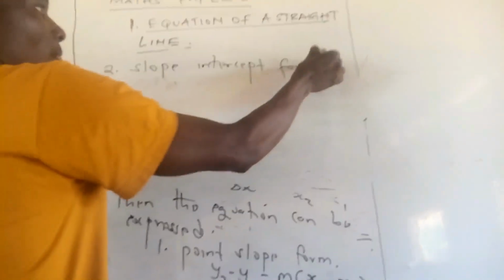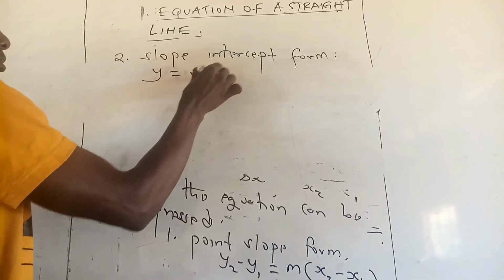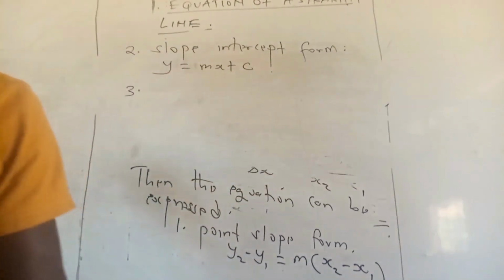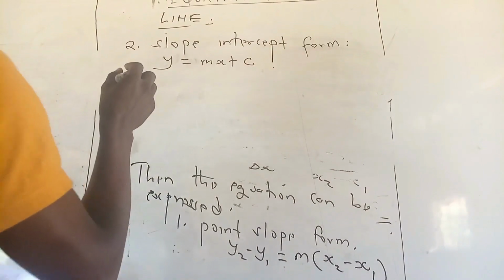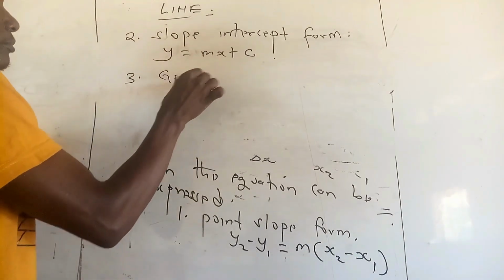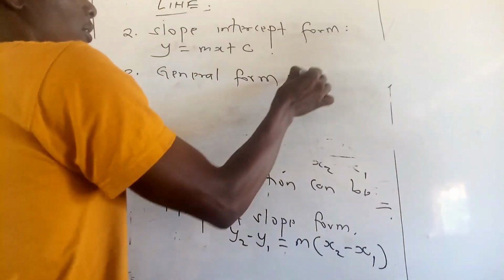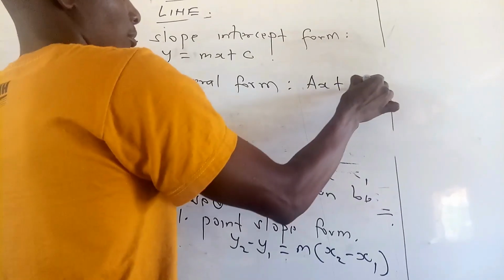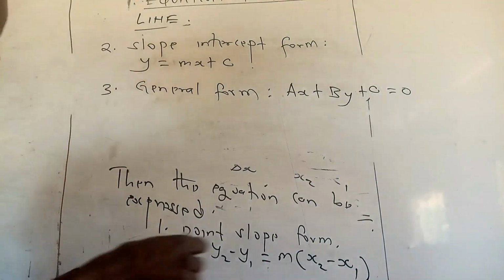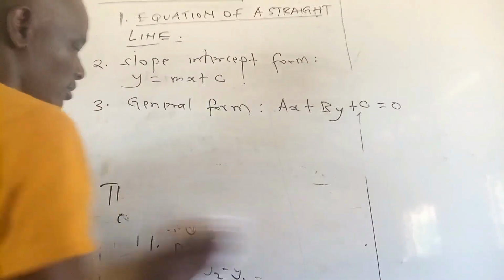Slope intercept form is normally in the form of y is equal to mx plus c, which is very common. And then we have the third form, which is also common, called the general form. In general form, we have ax plus by plus c is equal to 0. So that one we refer to as the general form.